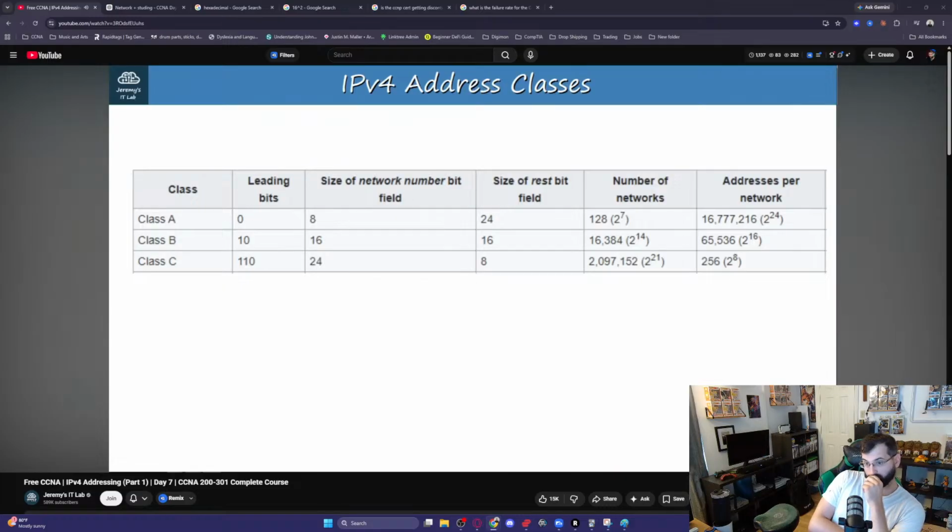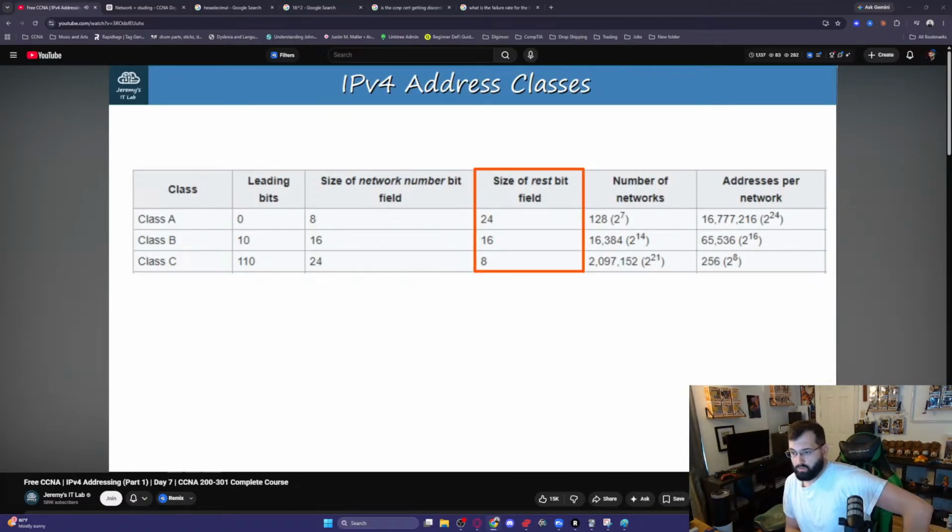So, this is another chart I've taken off of Wikipedia. The leading bits column refers to the first bits of the first octet, which I displayed in my previous table. The size of network number bit field displays the number of bits in the network portion of the IP address, which, as I mentioned, is 8 for class A, 16 for class B, and 24 for class C. Size of rest bit field indicates the remaining number of bits in the address, which is the host portion of the address. 24 bits for class A, 16 for class B, and 8 for class C.